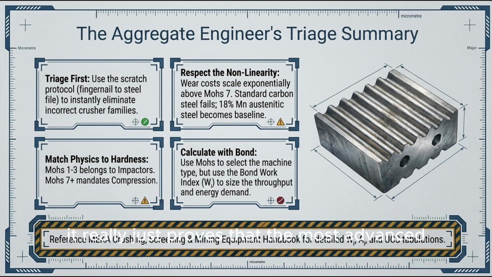It really just proves that the most advanced aggregate engineering heavily relies on the fastest, simplest field assessments to set its baseline. Which leaves you with this provocative thought to mull over. If a 200-year-old fingernail and penny scratch test still strictly dictates multi-million-dollar metallurgical and energy decisions today, what other ancient low-tech heuristics are quietly running our modern high-tech industries?